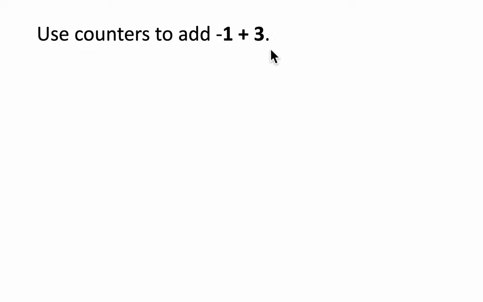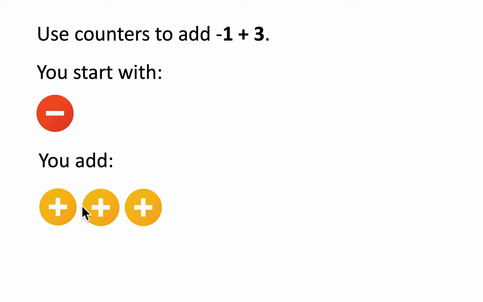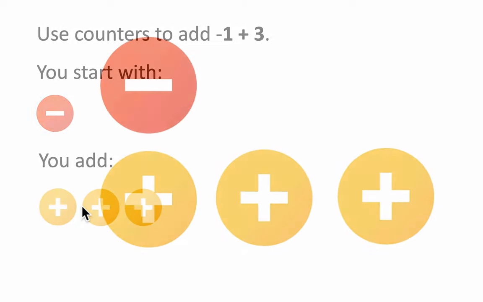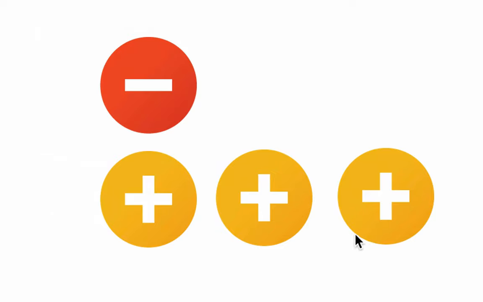And it gets really interesting when we're adding stuff like this. Let's say you have -1 plus 3. So now you're starting with one negative counter, and you're adding 3 positives. So how do we do this? How do we deal with that? Let's look at the model a little bit closer.